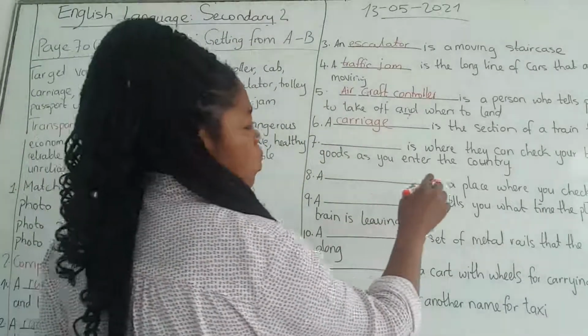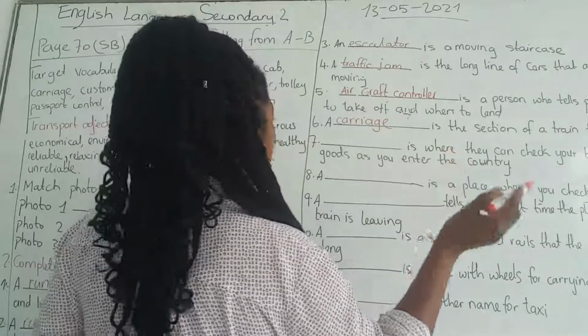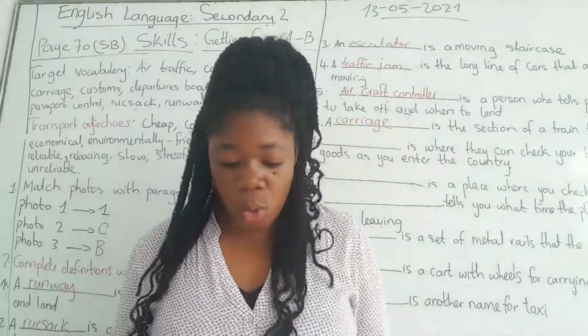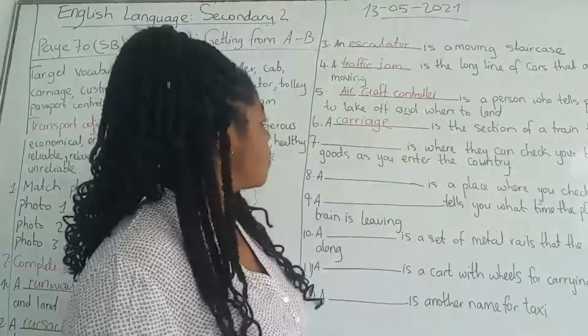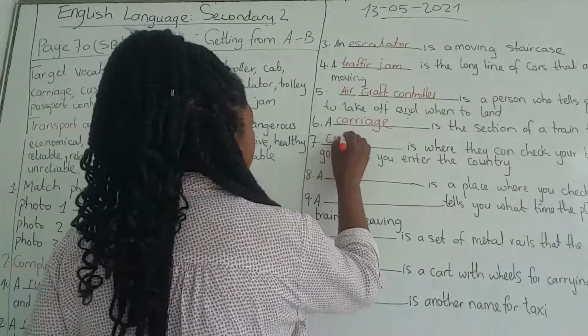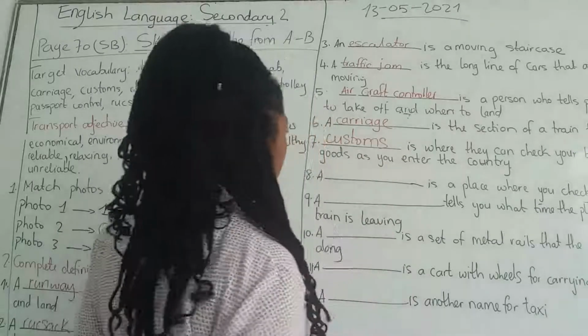Number 7 is where they can check your bags for illegal goods as you enter the country. Which word? Customs. They check your bag for illegal goods at the customs.